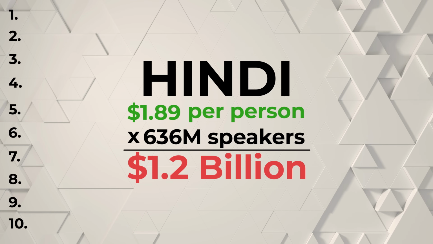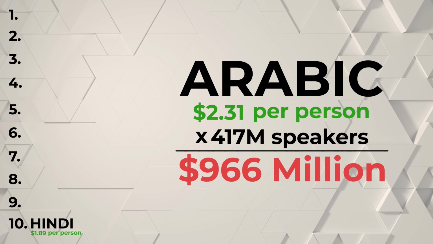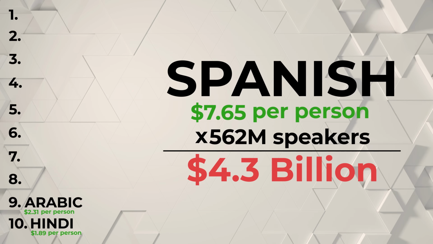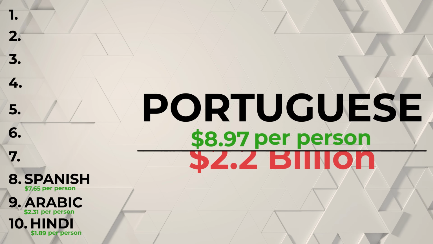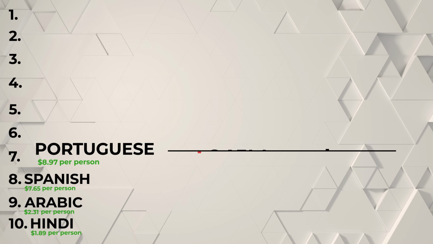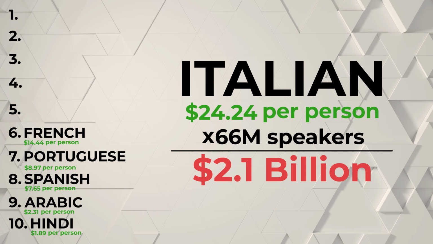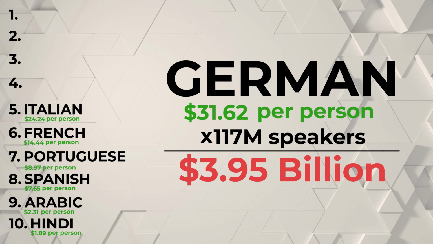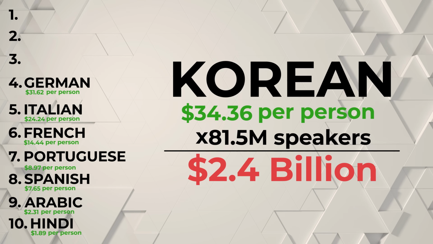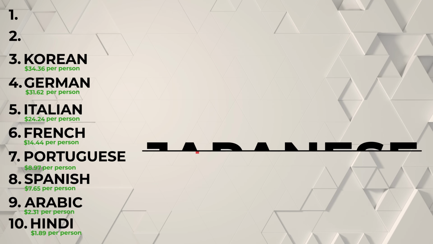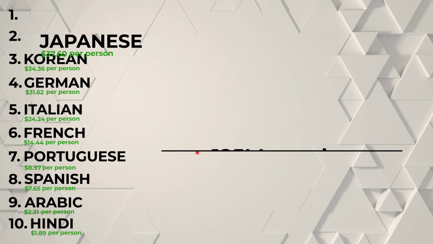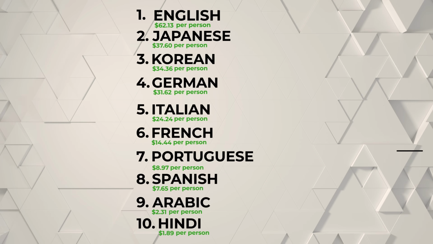Hindi spends about $189 per person, Arabic is $231 per person, Spanish is $765 per person, Portuguese is $897 per person, French is $1444 per person, Italian is $2424 per person, German is $3162 per person, Korean is $3436 per person, Japanese is $3760 per person, and English is $6213 per person.